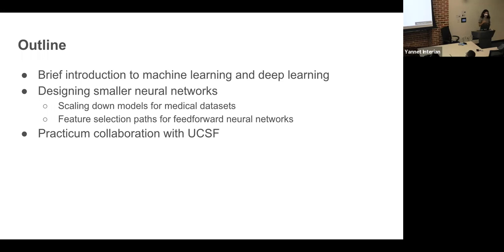And then basically what I'm gonna talk about today is how to design smaller neural networks for data sets in medical physics or in medicine in general. And finally, I will talk to you about a particular collaboration we have with UCSF and this one of the projects that we're gonna try to do this year. Okay.